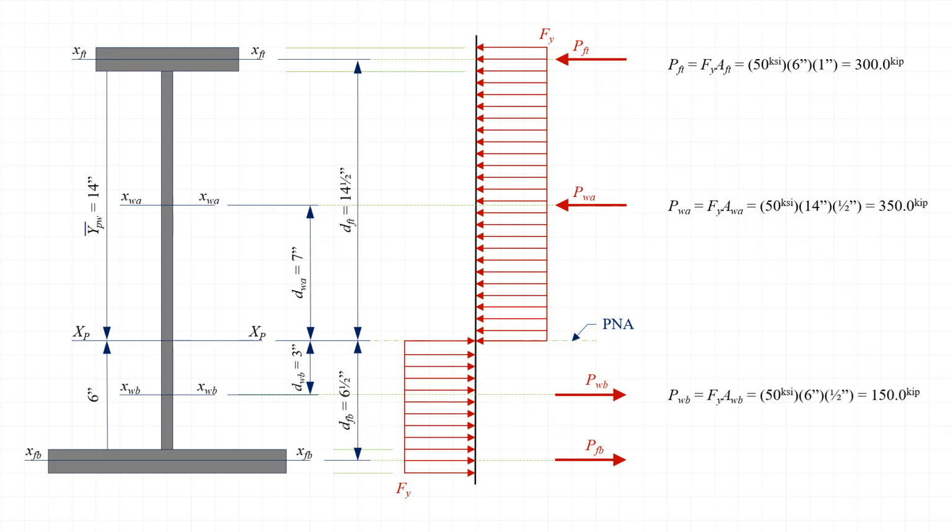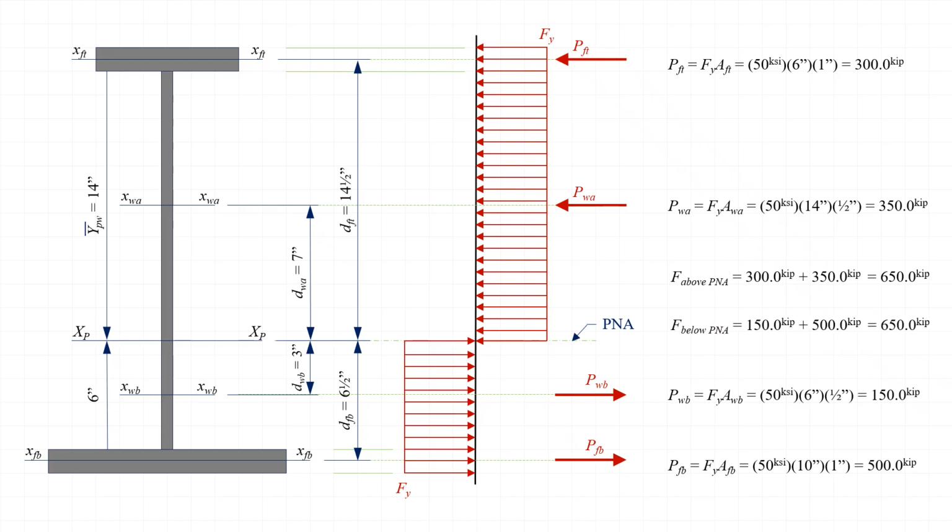Next, we can calculate the force resultant in the web below the plastic neutral axis as 50 ksi times the depth of the web below the plastic neutral axis, 6 inches in this case, times the web thickness of 1/2 inch, which all equals 150 kips. And then we can calculate the force resultant in the bottom flange as 50 ksi times a flange width of 10 inches times a flange thickness of 1 inch, which is equal to 500 kips.